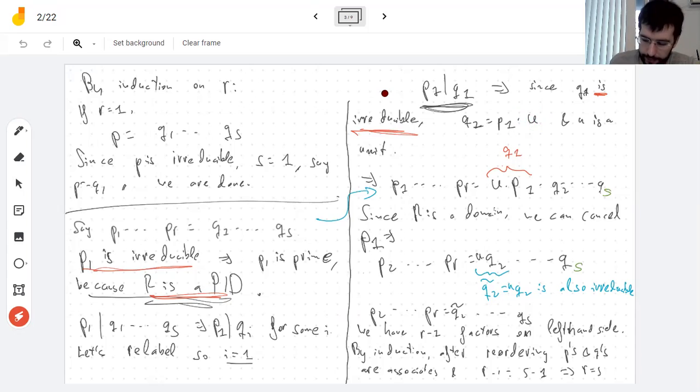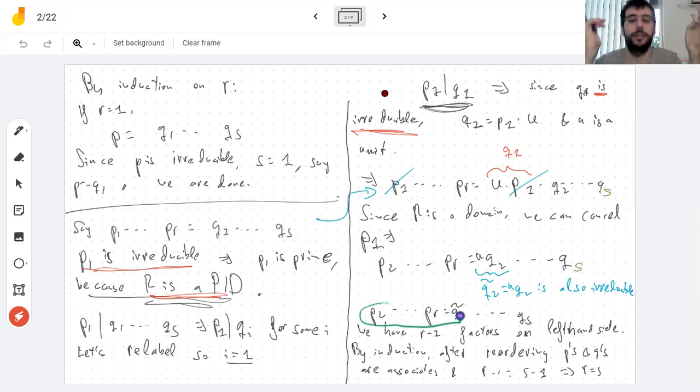So in that case, I can write Q1 as P1 times U, and I just plug that into this equation. Just replace the Q1 by the product of P1 times a unit. And now there's P1s on both sides, so I can cancel because I'm working with domains, and over a domain you can cancel. And what that means is there was a three on the left, there was a three on the right. I only need to wonder about the remaining factors. So I have now the product of fewer irreducibles equal to the product of fewer irreducibles. And the unit doesn't matter. You just take the unit in with any irreducible.